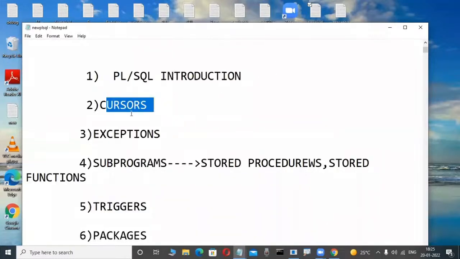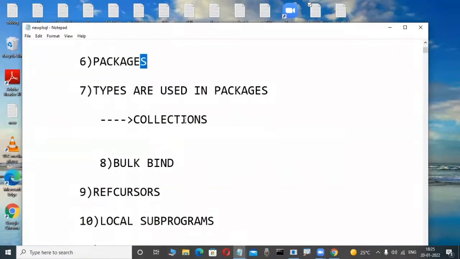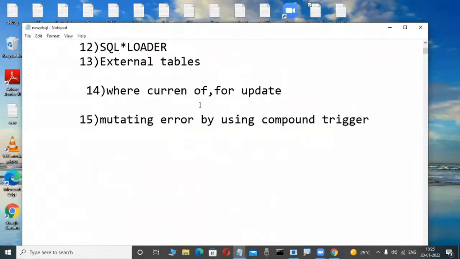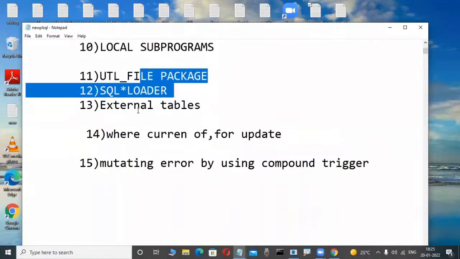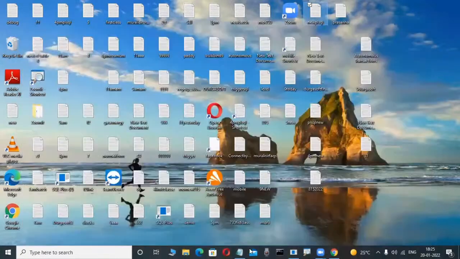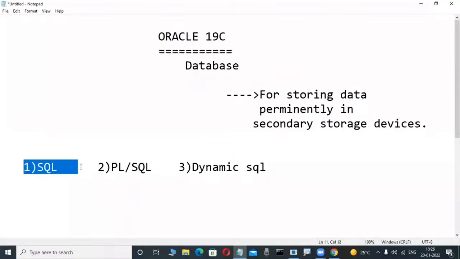PL/SQL is there. In that one: cursors, exceptions, stored procedures, stored functions, triggers, packages, types, collections, bulk bind, ref cursors, local subprograms, UTL_FILE packages, SQL*Loader, external tables, so many things like this. So much syllabus is there. Don't worry. That's why we learn the SQL language first.